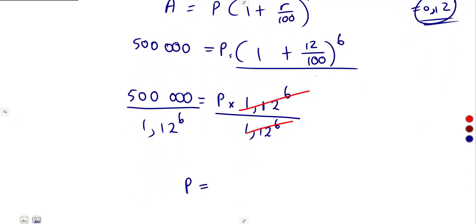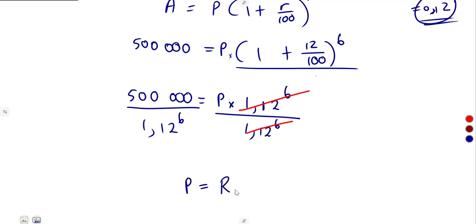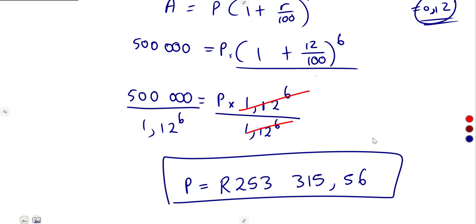All right. So taking our calculator, this is 500,000 over, this is 500,000, not 50,000. All right. Everything over 1.12 to the exponent of 6. So that is going to give us this value, 253,000. It's actually 253,315.56. So this is the principal value that you're going to have for that period.